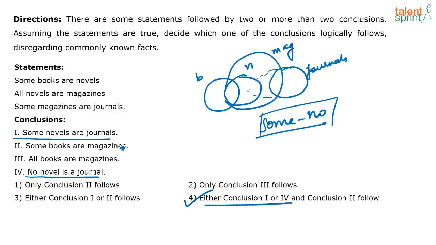Now, let us look at conclusion 2. It is given some books are magazines. Yes, that is true. Third conclusion, all books are magazines. No, that is false. All books are not magazines. We know only for sure that some books are magazines. So here the correct answer will be option 4. Either conclusion 1 or 4, and conclusion 2 follows.